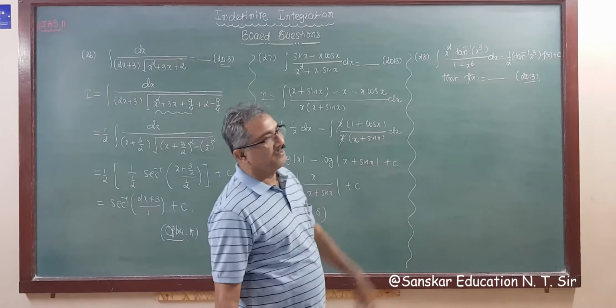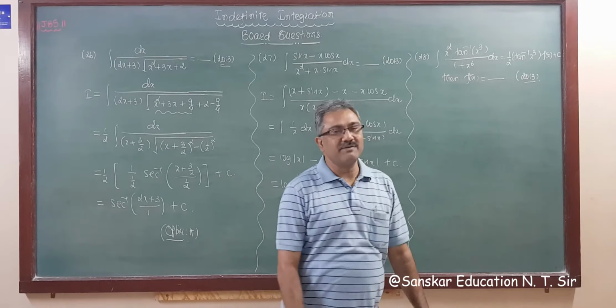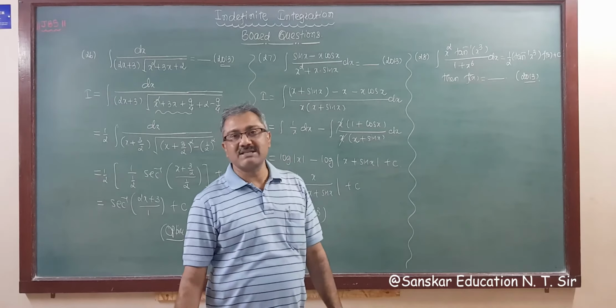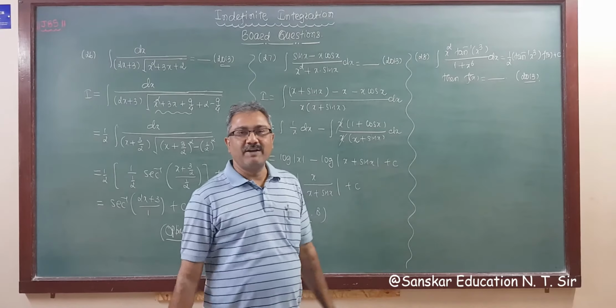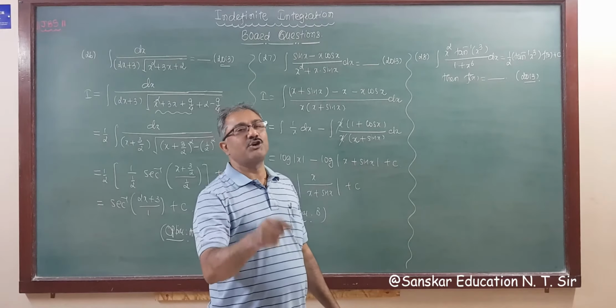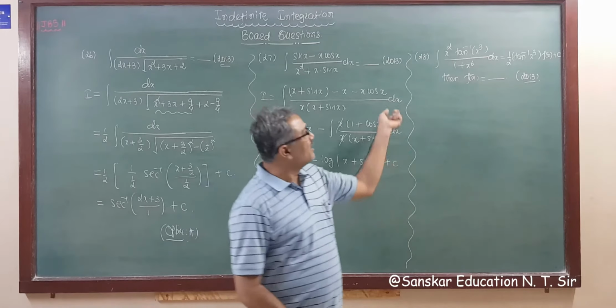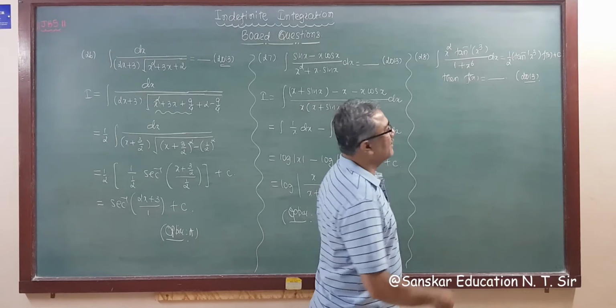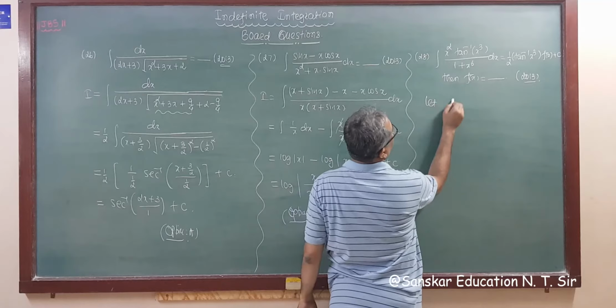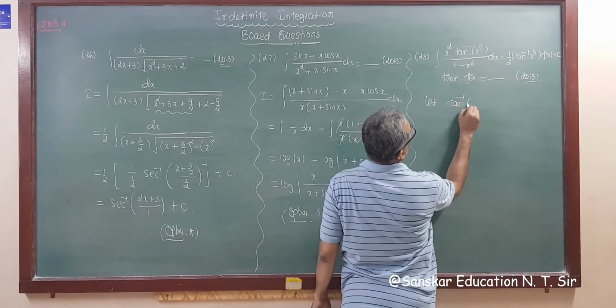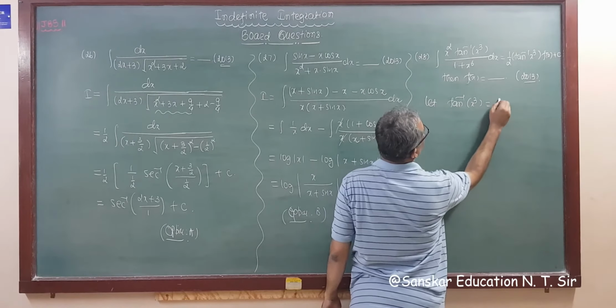Now here x cube is given, tan inverse x cube is given, 1 plus x to the 6 is given. As I told you, if there is a square, assume t square; cube root, assume t cube; and inverse, then assume the inverse. So I am assuming tan inverse x cube is equal to t.